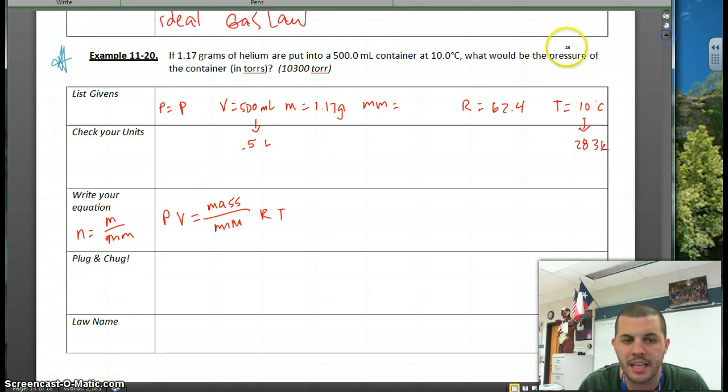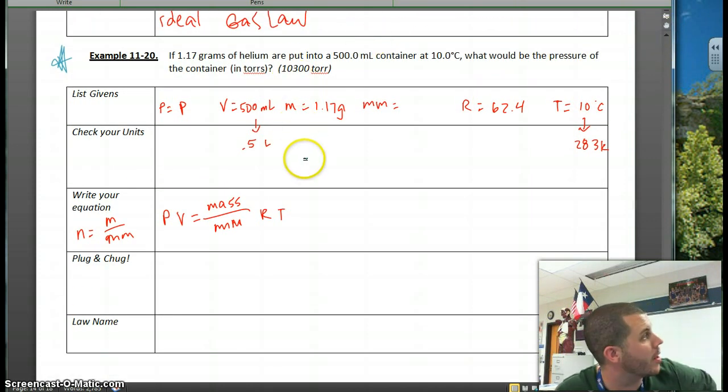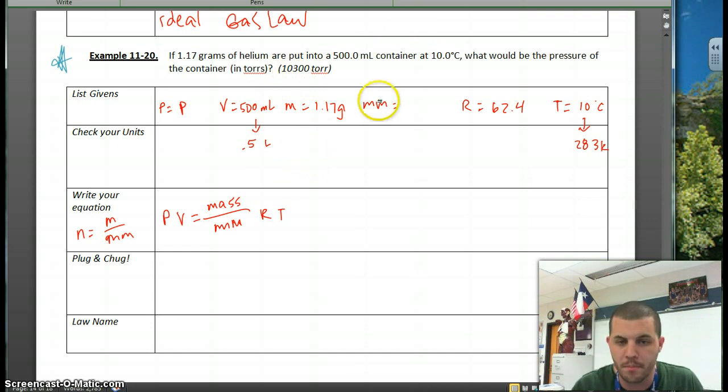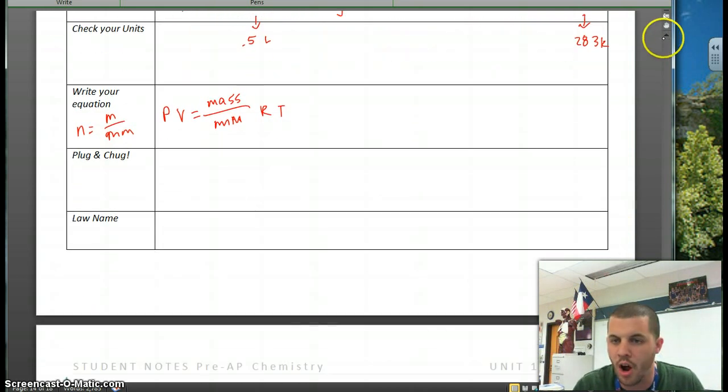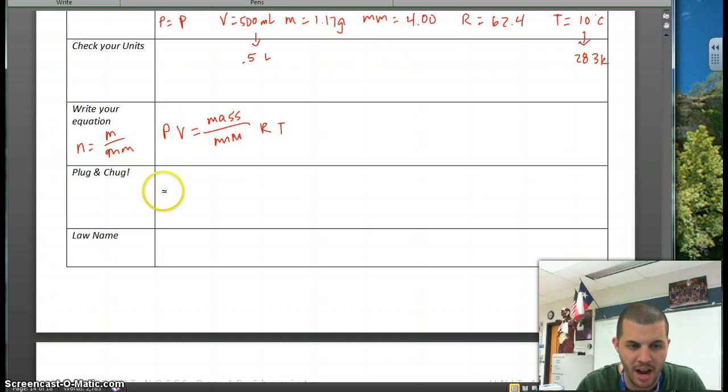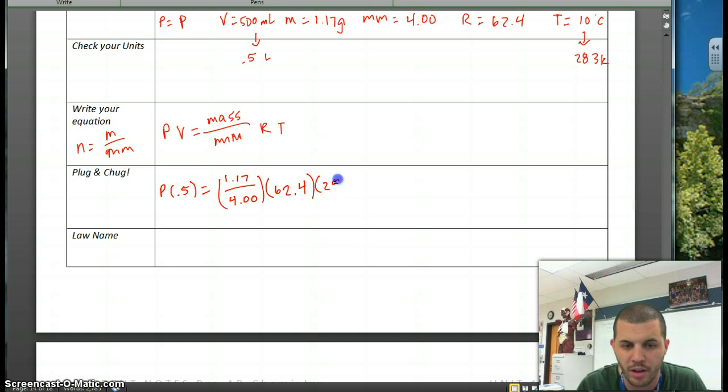And my molar mass, it tells me I'm dealing with helium, so I look on the periodic table and I see that my molar mass is 4.00. Okay, so now everything's good with units and all that stuff. So now all I've got to do is plug and chug. So I've got P times 0.5 equals 1.17 over 4.00 times 62.4 times 283. And now all I've got to do is solve.